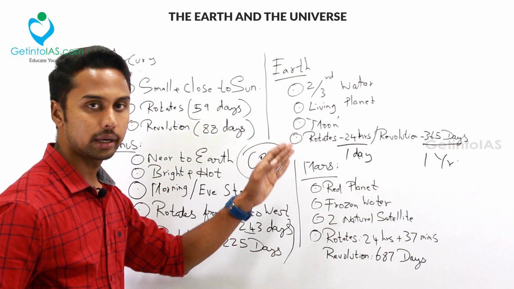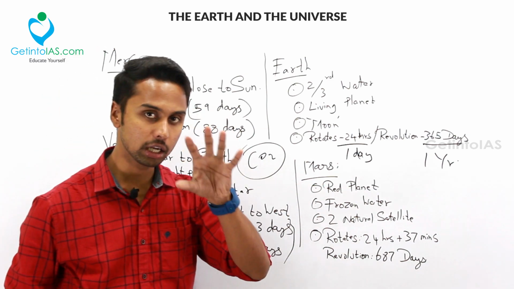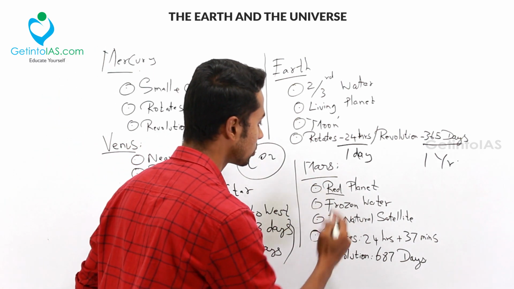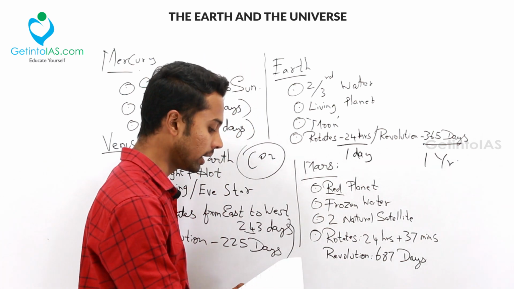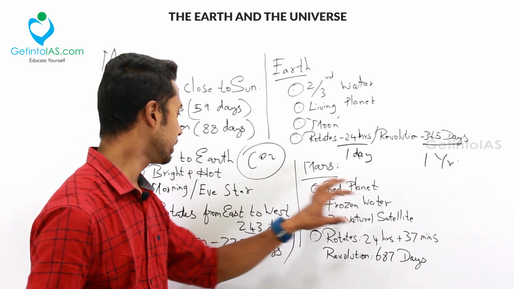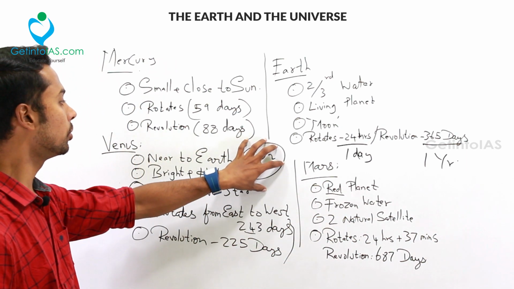So next we are going to the last planet of the inner planets, that is Mars. It is also known as the red planet. Mars is also known as the red planet. Why is it called the red planet? Because of the presence of iron oxide. So in Venus there is a large amount of CO2 present.